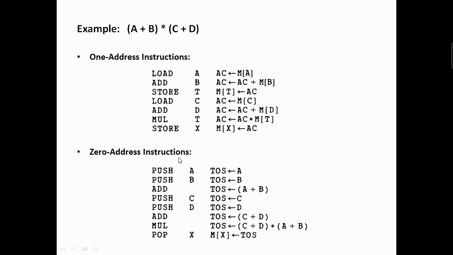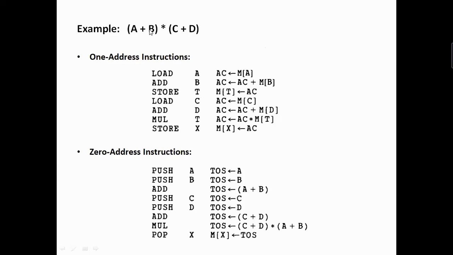For executing a zero address instruction on an arithmetic calculation, the expression must first be converted to a postfix expression, and then only this can be done. So postfix means this will become AB plus CD plus and then a multiply. This is also called reverse Polish notation.